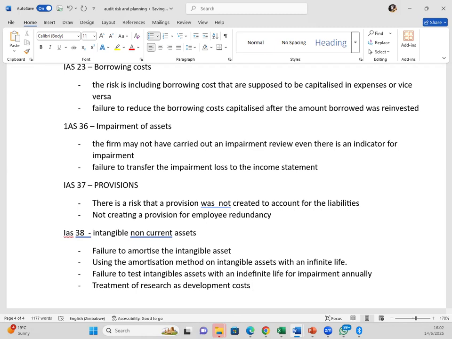There can be a failure to separate research and development costs. More precisely, we can have development costs that have been capitalized when they have not met the capitalization criteria.